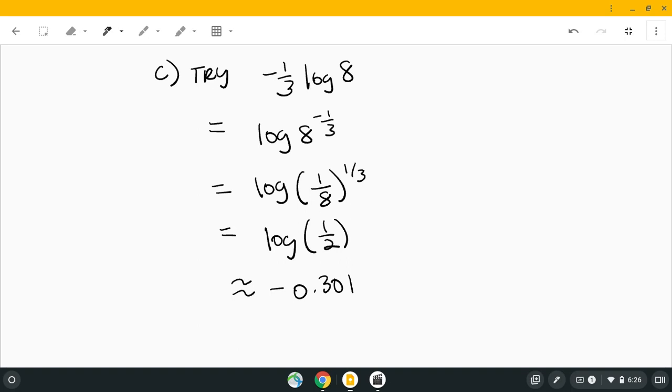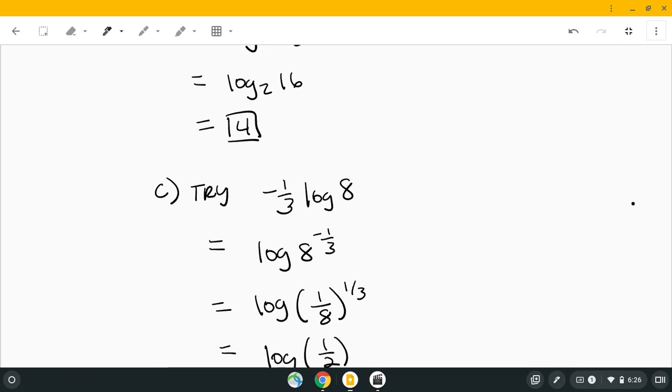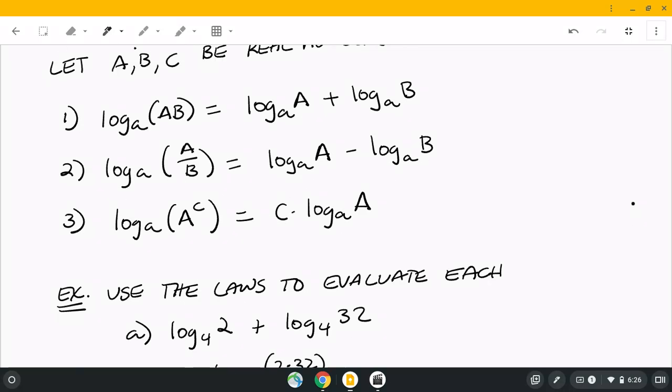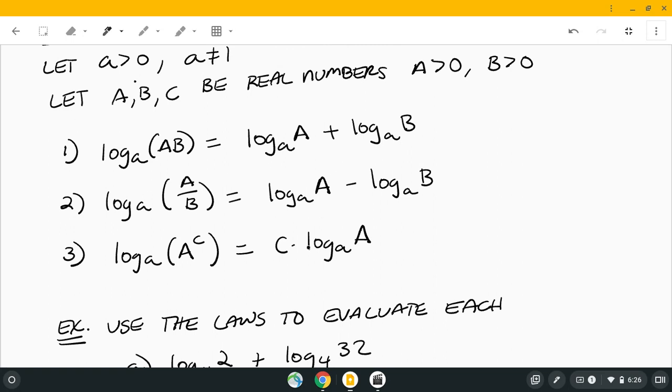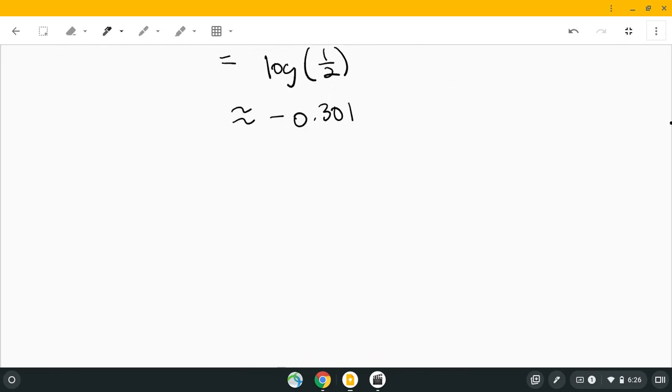We use those laws to do expanding. Let's go back and look at them before we start these next examples. We use these laws to do two things: to take a log and expand it, or to take an expanded log and condense it. Which is why you need to be able to go back and forth. All right, expanding.